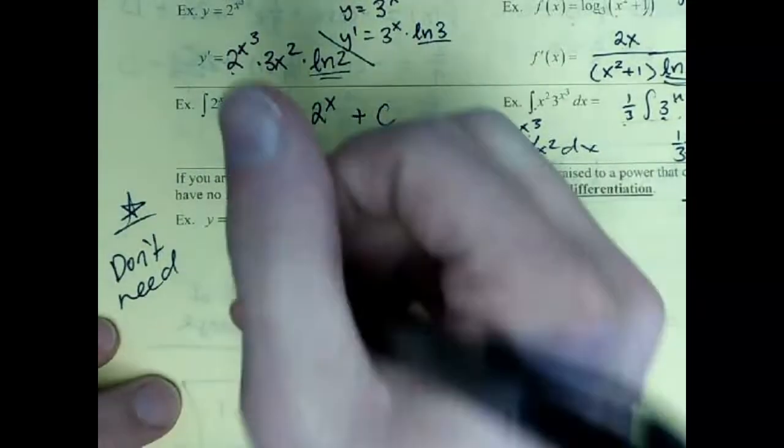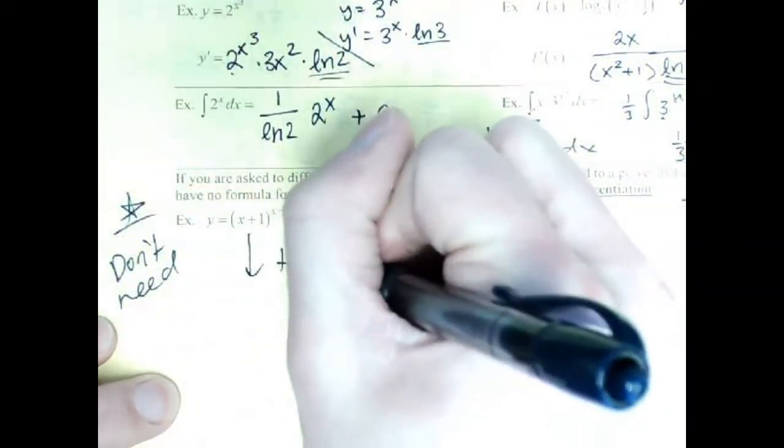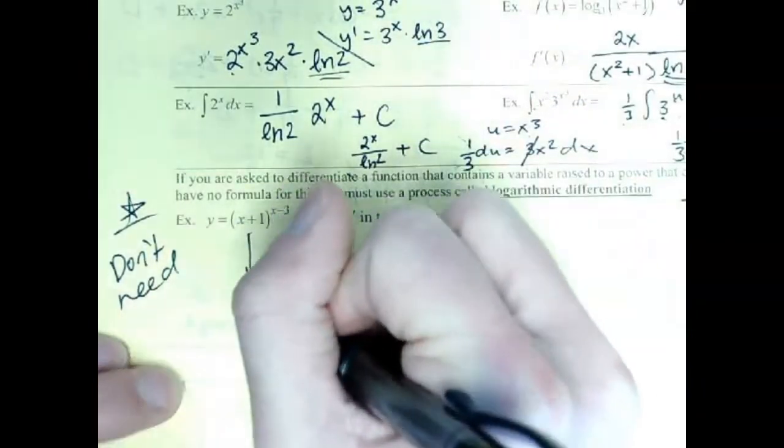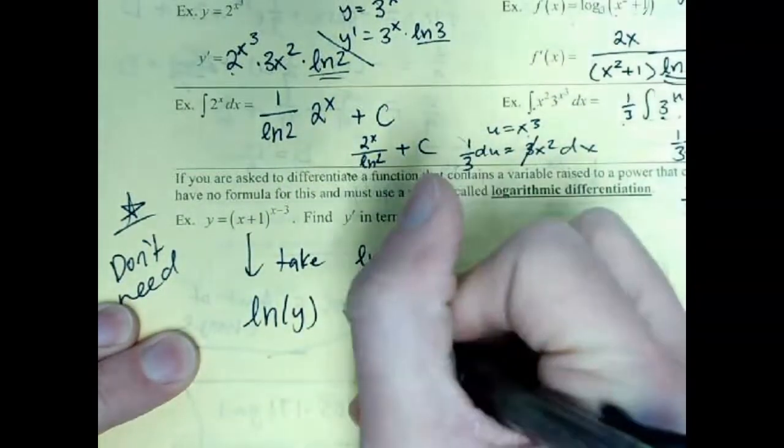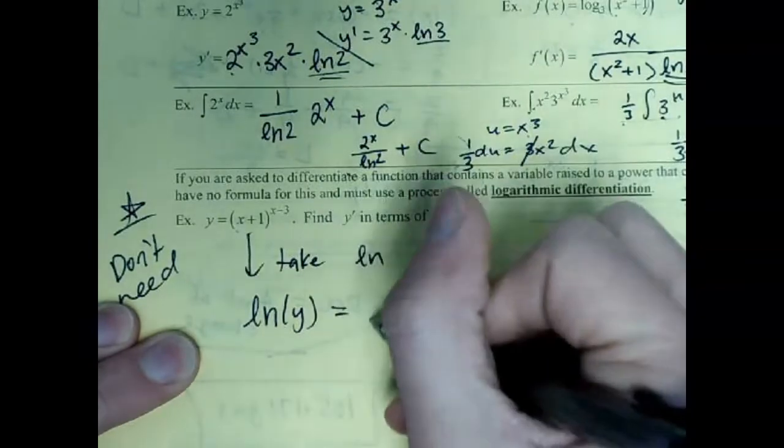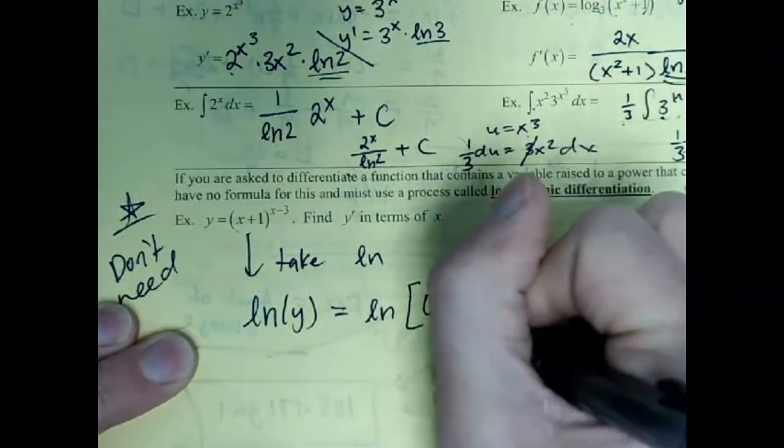Taking a natural log on both sides. Take a natural log. So I have ln of y on the left, and then we'll have an ln of whatever that stuff on the right was.